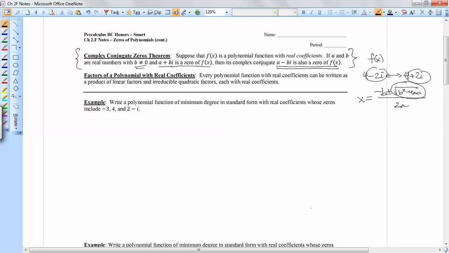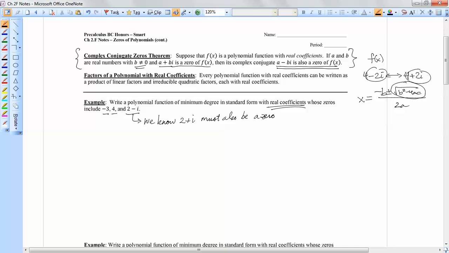Okay, so let's look at the example, and then I'm going to show you a website too that is pretty powerful if you haven't already seen it. So this one, we've got these zeros here, negative 3, 4, and 2 minus i, and this complex conjugate zeros theorem at the top of the page tells us if 2 minus i is a zero, then we know that 2 plus i also has to be a zero. And that's because we have a polynomial with real coefficients. I'm not going to give you any polynomials with imaginary coefficients, just so you know.